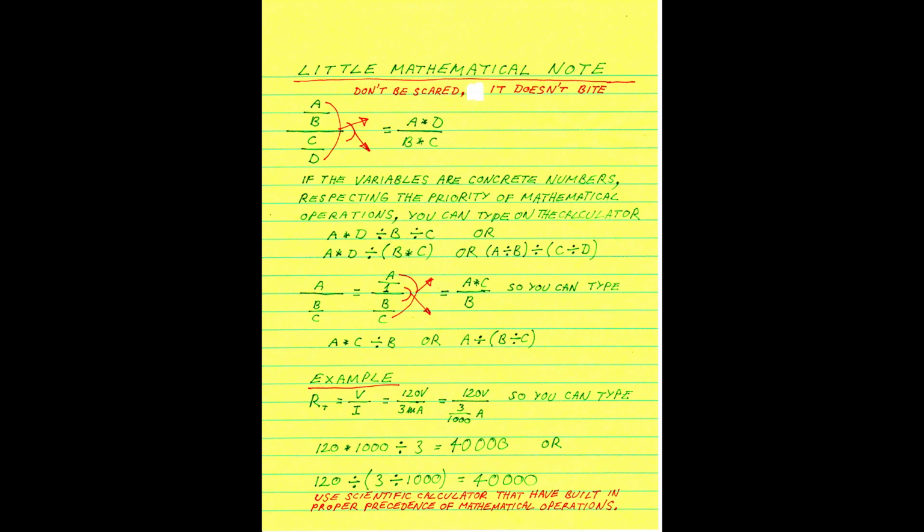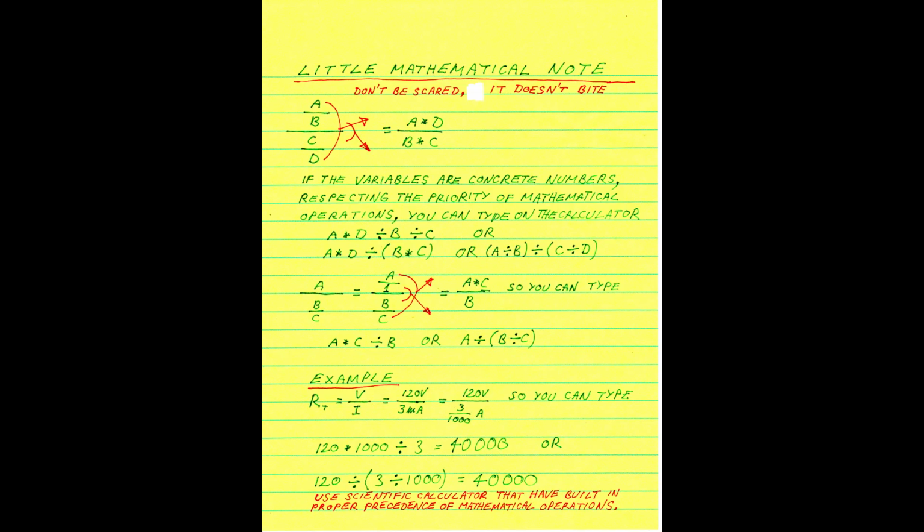If the variables are concrete numbers, respecting the priority of mathematical operations, you can type on the calculator A times D divided by B divided by C, or A times D divided open bracket B times C close brackets, or open bracket A divided by B close bracket divided open bracket C divided by D close bracket.